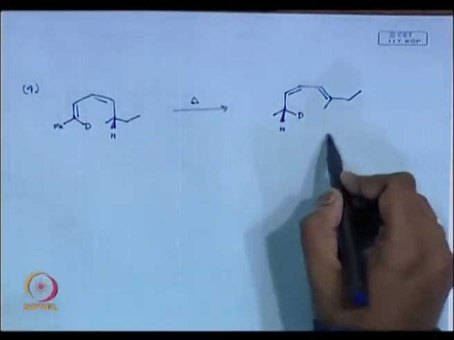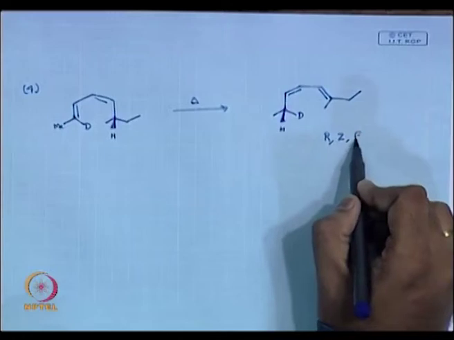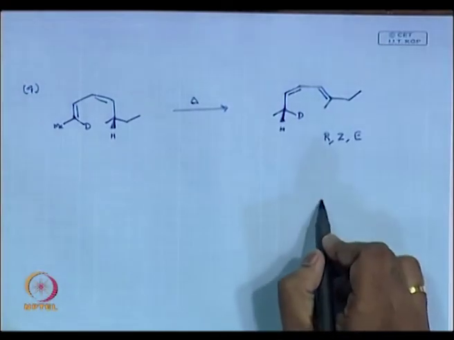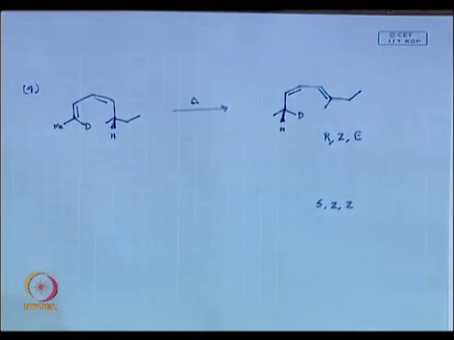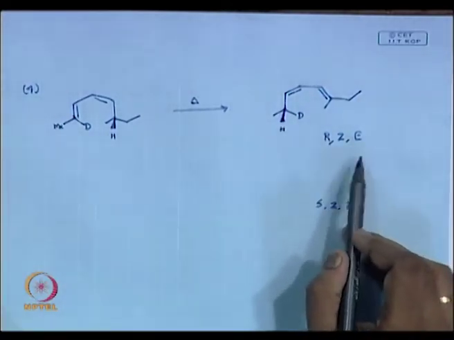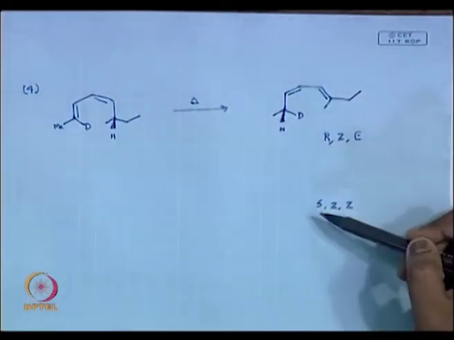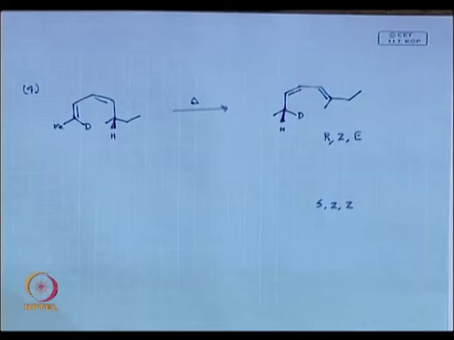So, if I number it, this is R, Z and E, right. Okay. See what happens in this compound, once you do the heating I get another product which is S, Z and Z also along with this. So, I get RZE, I am getting SZZ, that means I am getting different stereochemistry, right, a stereoisomer. So, how is it possible? Any idea? 6-membered.